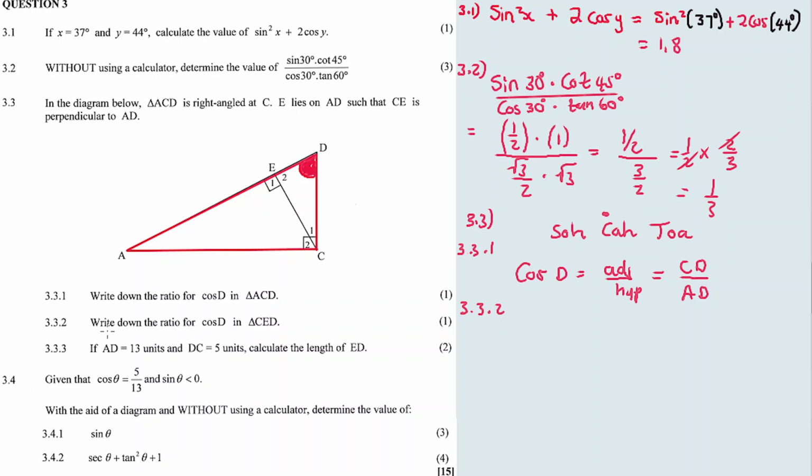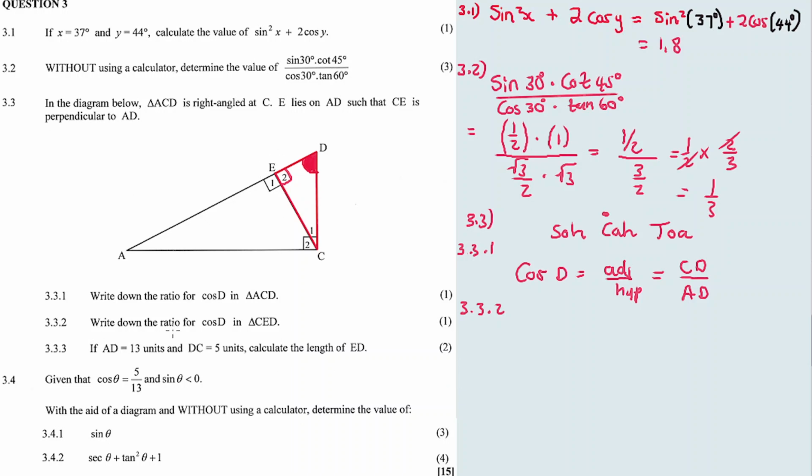3.3.2. Write down the ratio for cos D in triangle CED. Okay, now triangle CED again by reference to angle bani D, right? Angle D. But it's also important to note ukuthi E2, angle E2 is also 90 degrees, and ama trigonometric ratios is khona ukuwasebenzisa kuma right angle triangles, right? So this triangle CED is also a right angle triangle at angle E2.